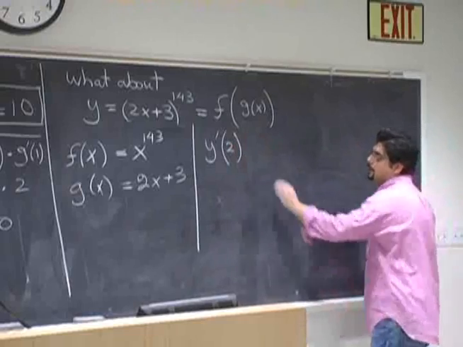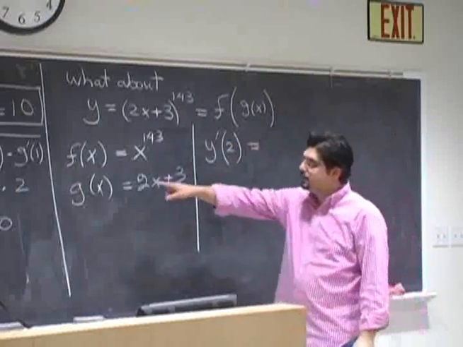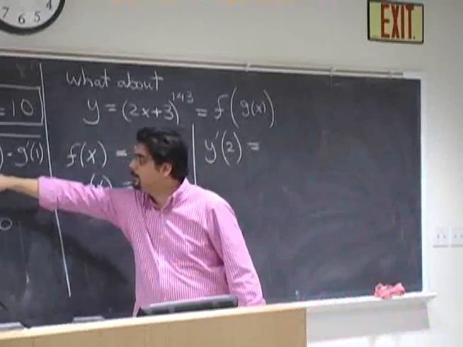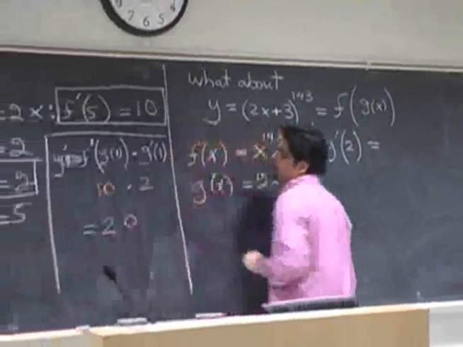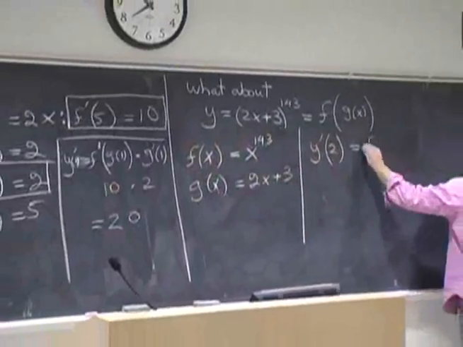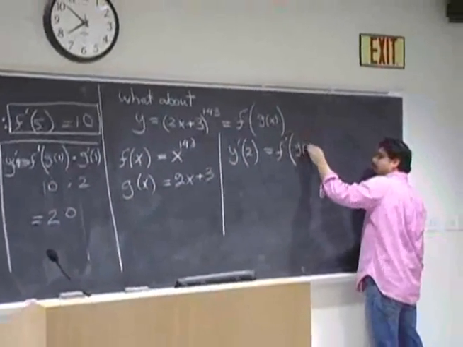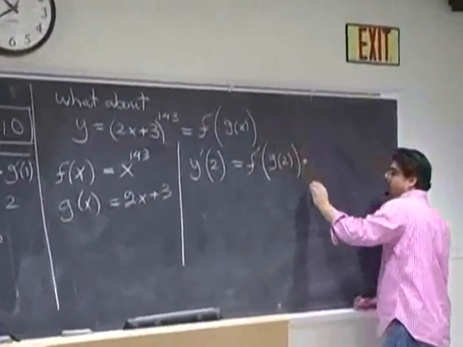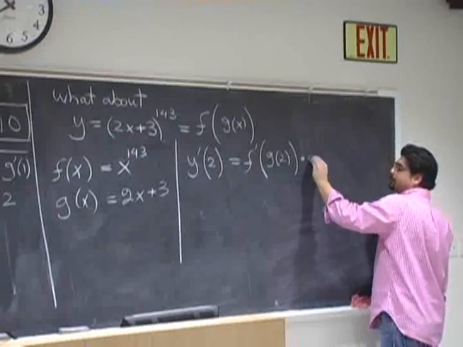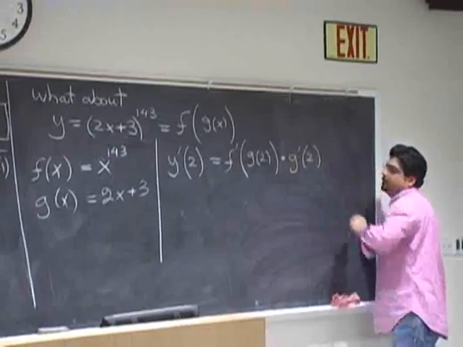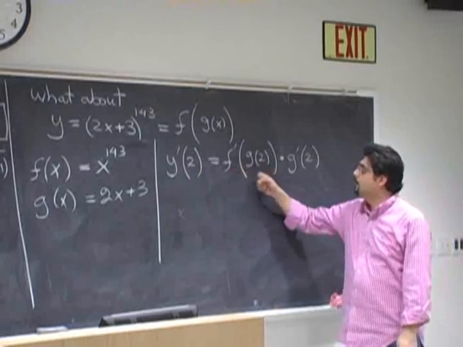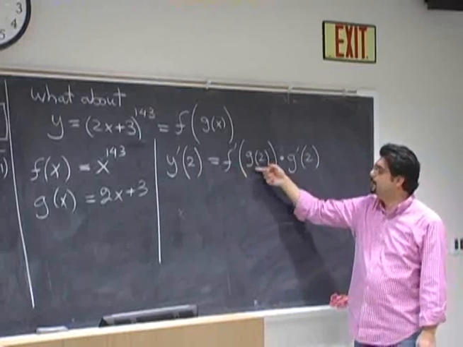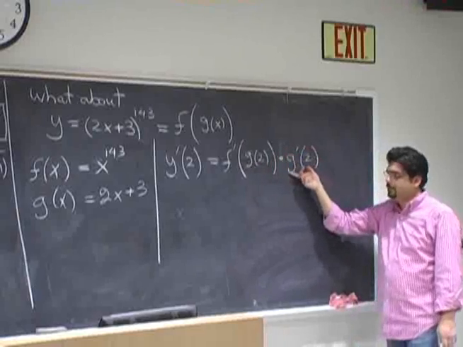How would I do that? Well, according to this, okay, this is y prime of 1. According to this, what would I do? F prime of g of 2 times what? G prime of 2. So we need to figure out f prime, we need to figure out what g of 2 is, and we need to figure out g prime of 2.